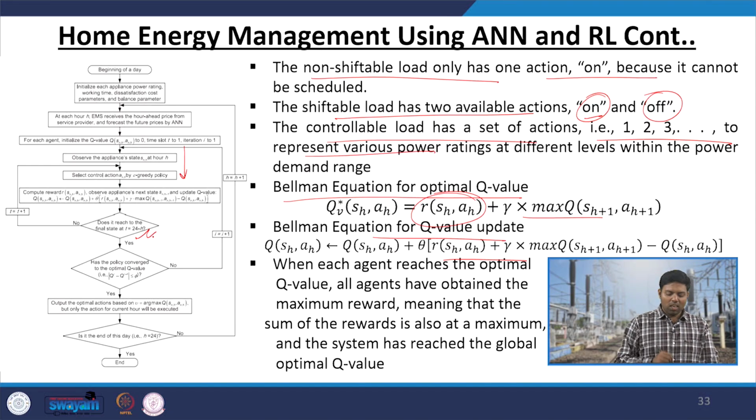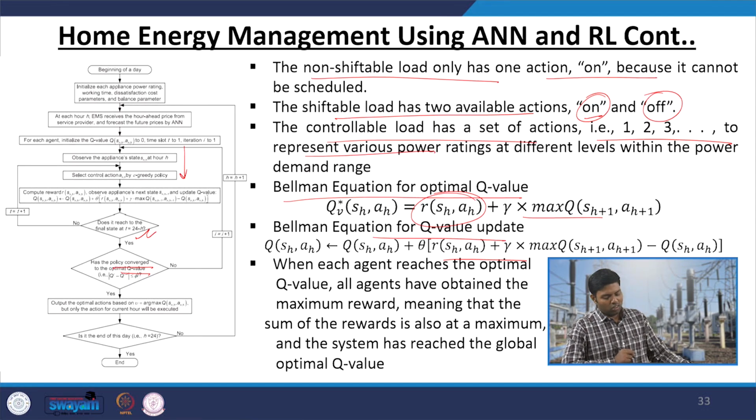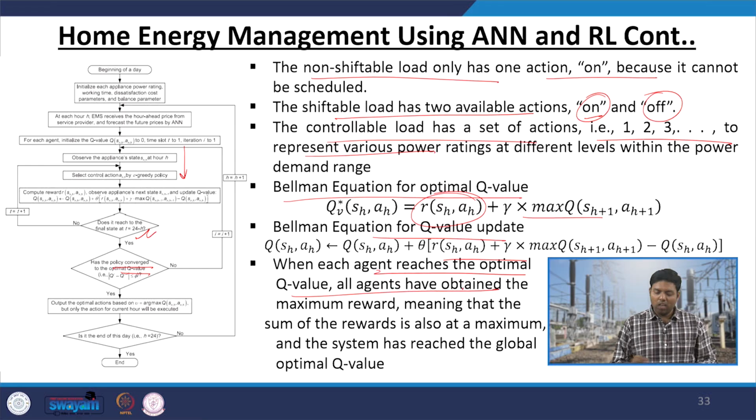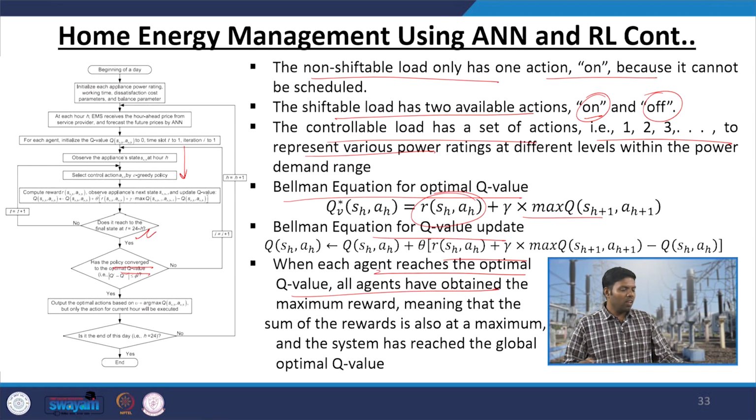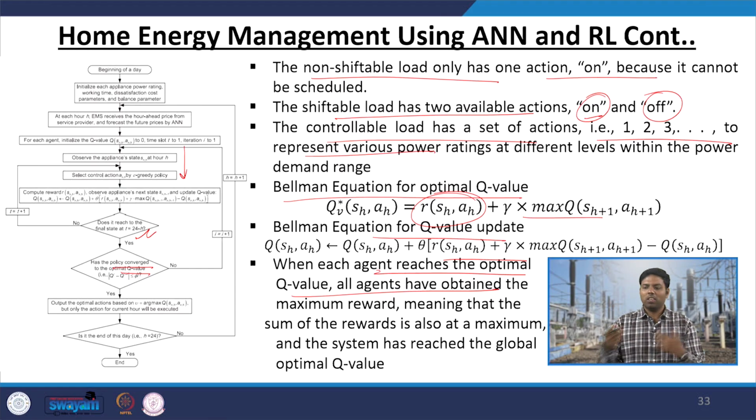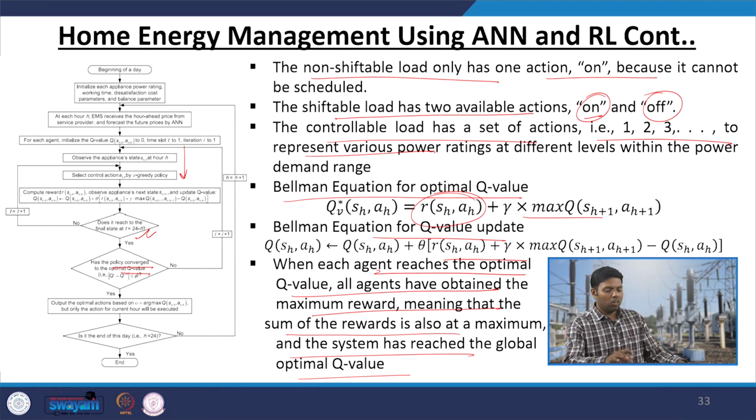Then see whether it is the last hour. If it is not the last hour, then repeat the process and see whether you have converged to the optimal Q value or not. When each agent reaches the optimal Q value, that means you are doing it in a decentralized way. Each of the loads will see whether turning it on or turning it off will add some extra value to the system or not. If it is so, then each one will have their own Q values set up, like own reward, cumulative reward setup. So it will see that obtained from the maximum reward, meaning that the sum of the reward is also maximum. So that will be your optimal path or optimal strategy.